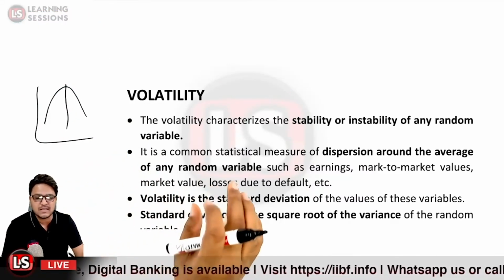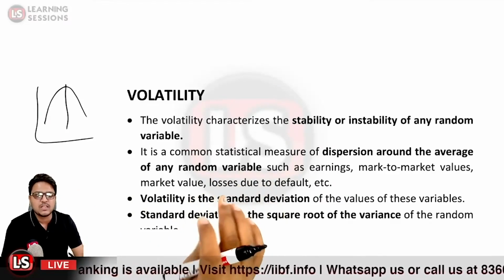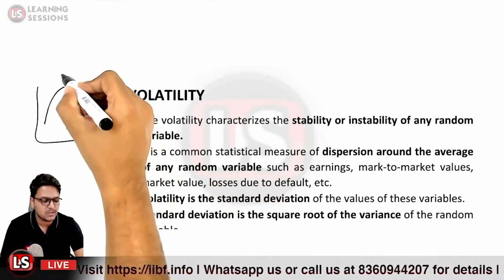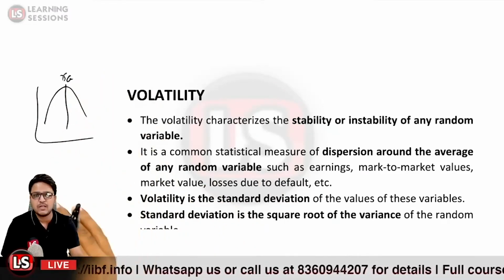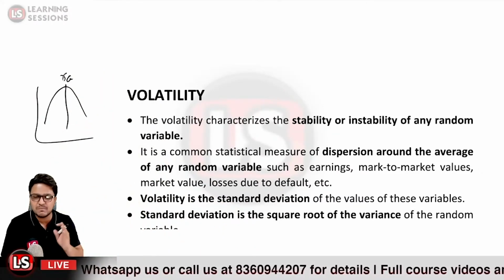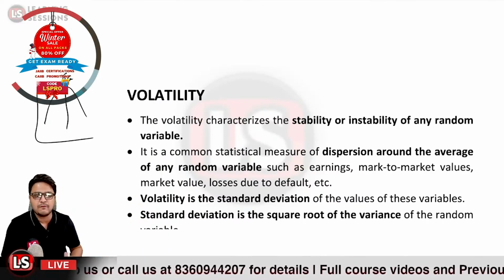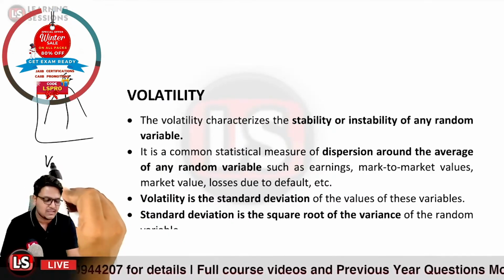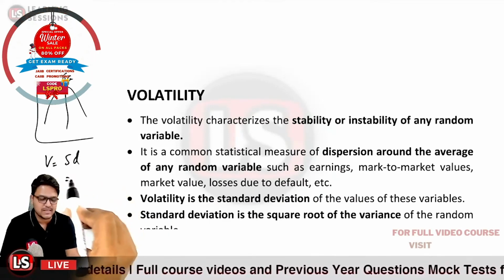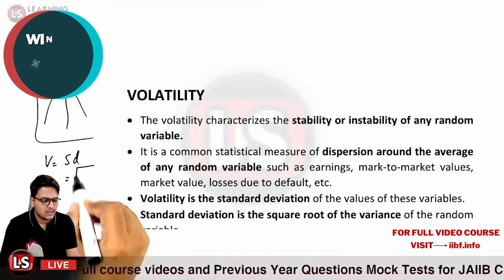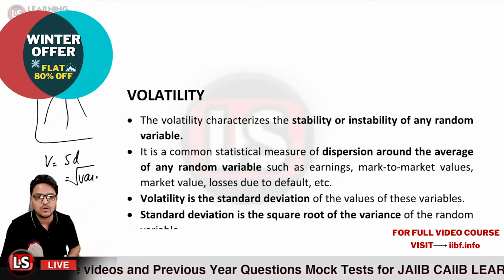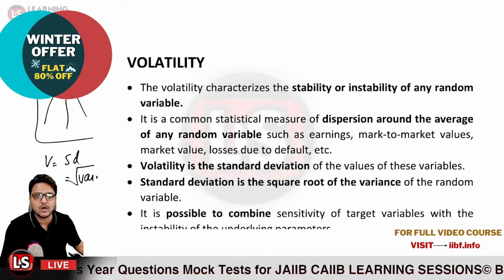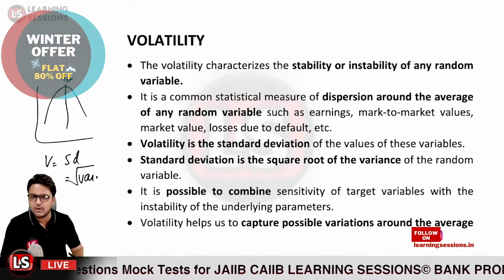So it is a common statistical measure of the dispersion around the average of any random variable. We just picked up some random variable, it has an average value of Ra, and how it is dispersed around the average value. The volatility is the standard deviation. I already told you that volatility is equal to the standard deviation, and standard deviation is equal to the square root of the variance. So standard deviation is the square root of the variance of the random variable. How we can calculate the variance, I already told you.